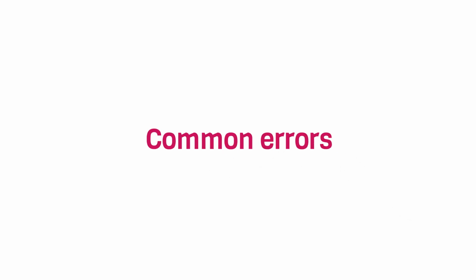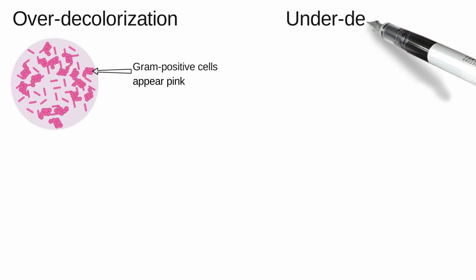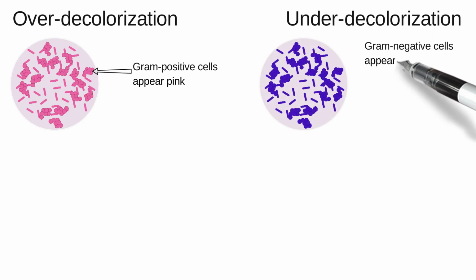The gram stain is reliable, but small mistakes can produce misleading results. Over-decolorization is the most common error. Leaving ethanol on the slide for too long removes the crystal violet from gram-positive cells, causing them to appear gram-negative. In contrast, under-decolorization results in gram-negative cells retaining more of the stain than expected, and they may appear gram-positive.